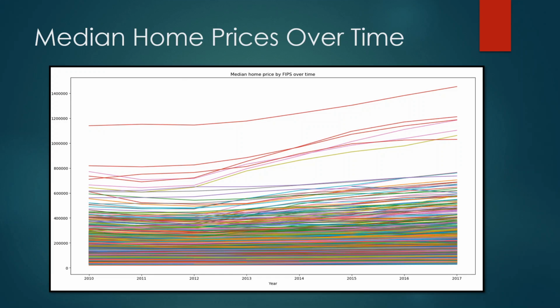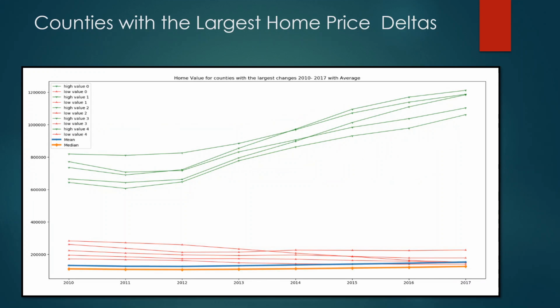But overall, the average county over this time frame did not change that much. This is further illustrated by the next graph, which picks the home price changes with the highest actual deltas, so the highest dollar value increases and the highest dollar value decreases. So you have the top increases, which were all at the top of the graph, so they all started high and went higher.